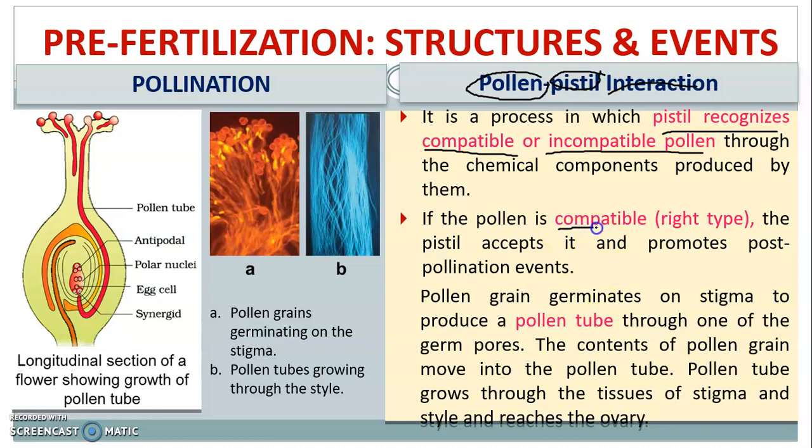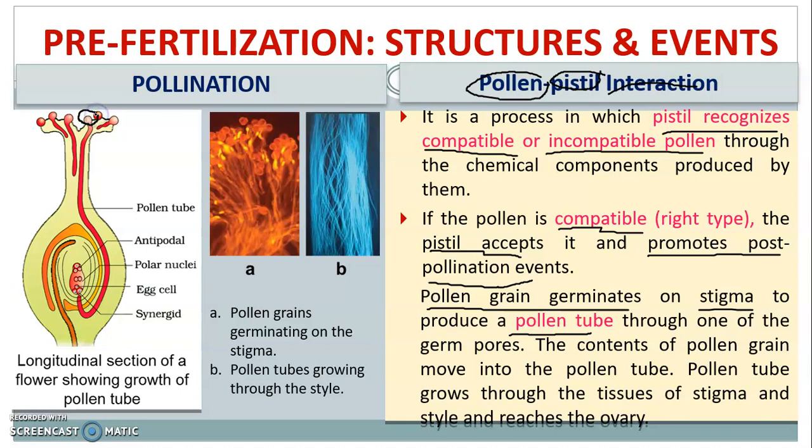If the pollen is compatible, the right type, then the pistil accepts this pollen grain and promotes the next event, that is a post-pollination event. It means the pollen grain is easily accepted by the stigma, and now this pollen grain is ready to initiate the next process, the post-pollination event, that is the fertilization event. So in this case, the pollen grain germinates on the stigma and it produces a pollen tube. This pollen tube is a long tube-like structure which originates from the stigma.